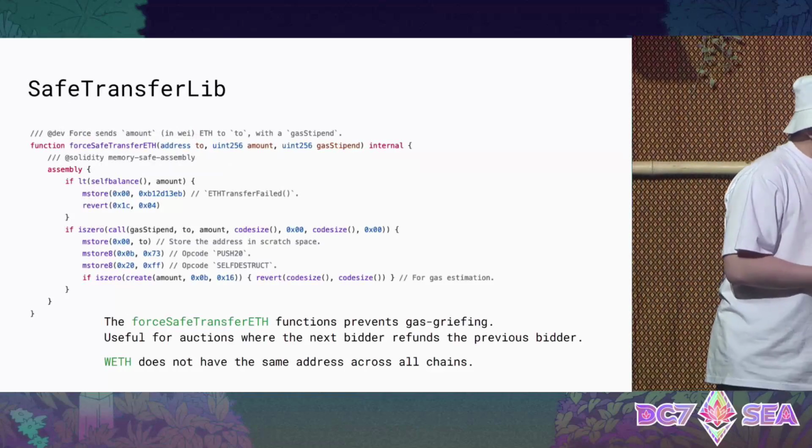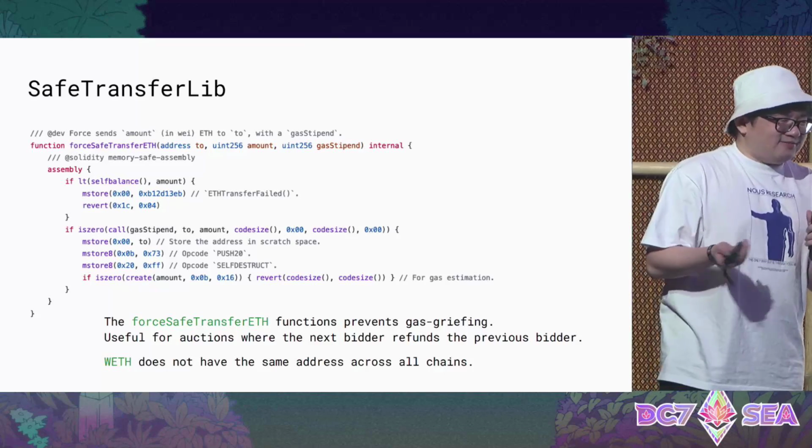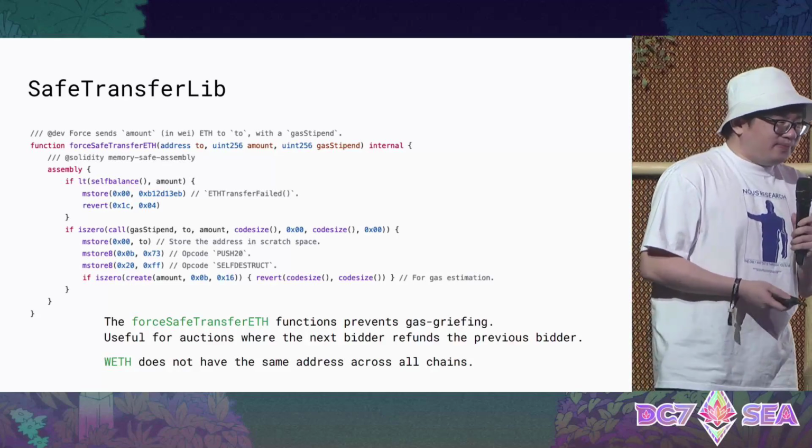Okay, so for example, SafeTransferLib. Let's say you want to send Ether to someone in an auction contract, but what if the recipient is some smart contract that gets grief or does not implement the receive function? So in Solady, we have this function called forceSafeTransferETH, which uses selfdestruct to force send the Ether to the person. So as a user, you don't need to care about all this nitty-gritty. You just use the function and you can be very safe that the Ether will actually be force sent to the person. And why is this useful?